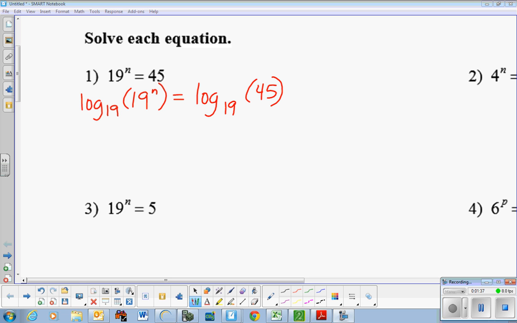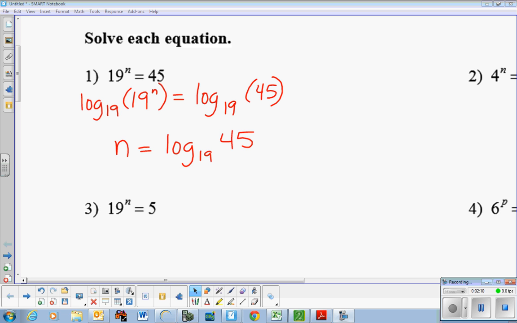Okay, so on the left, once you get good at this, you'll probably just leave that first step out, because log base 19 of 19 to the n equals n. Log base 19 and 19 to the whatever, those cancel each other out. And my answer is log base 19 of 45. With or without the parentheses is okay. So here's an interesting place. Your answer, that log base 19 of 45, that is just some number, okay?